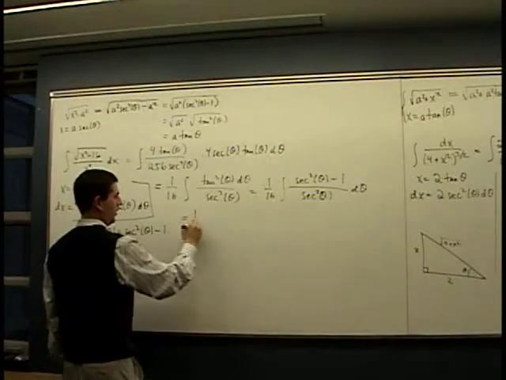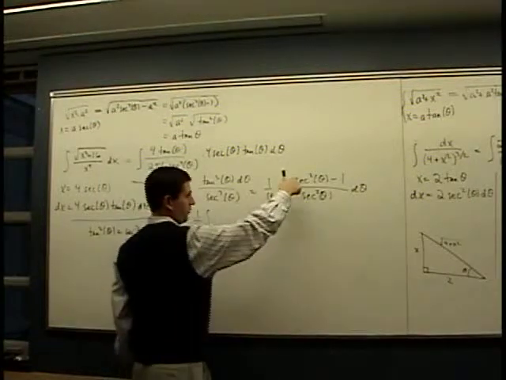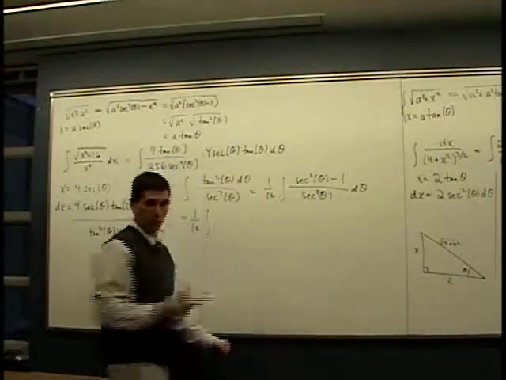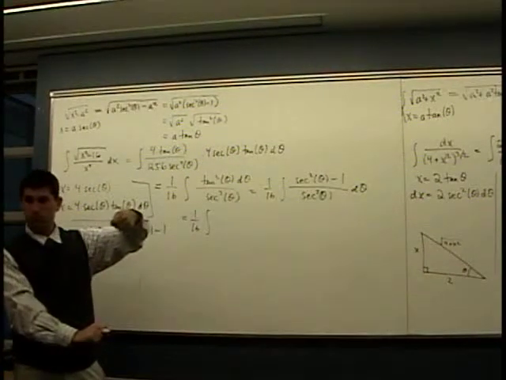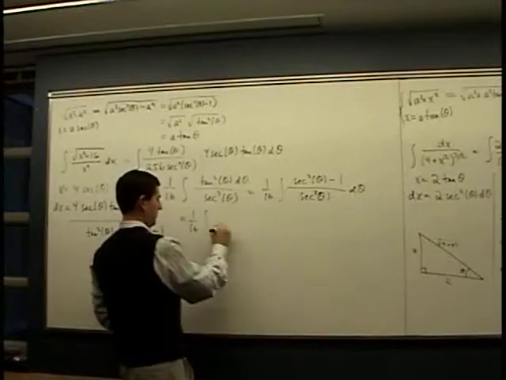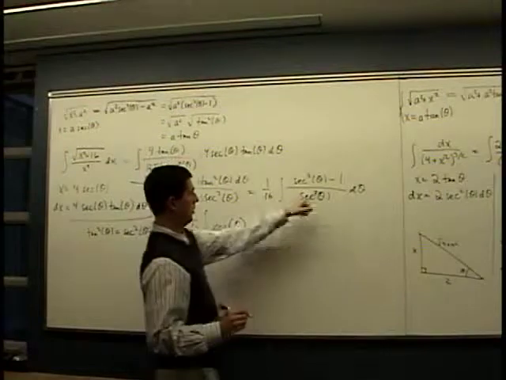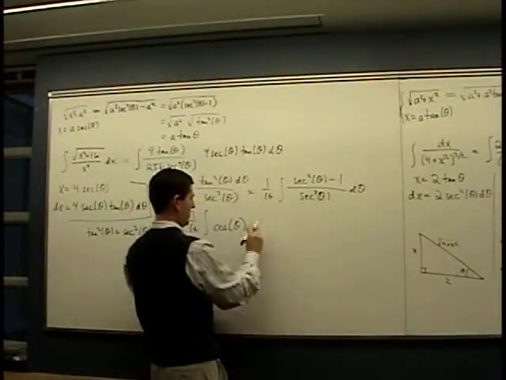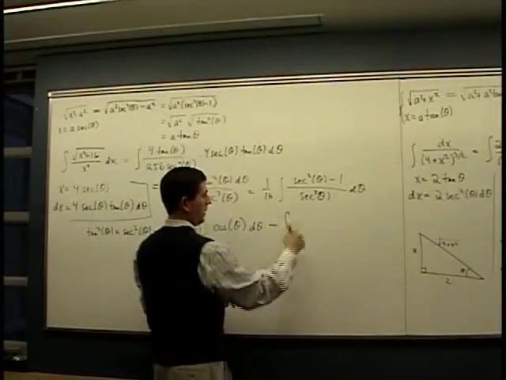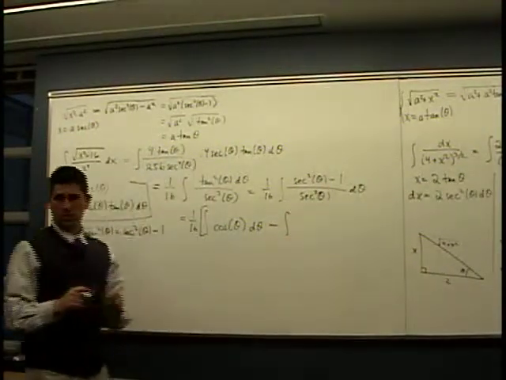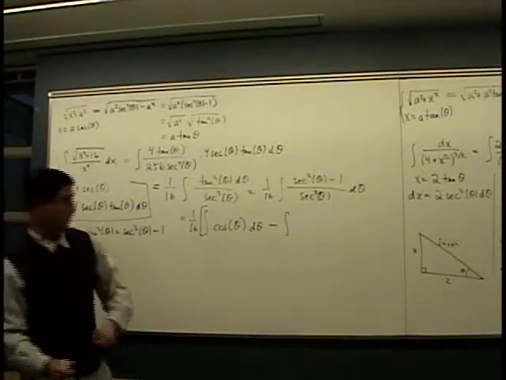Okay, so let's see. We should break this up, of course, into 2 different ones. So the first one, secant squared over secant cubed. So it's 1 over secant, which is cosine. Minus, well, let's see. Let's first add d theta. Minus 1 over secant cubed, which is cosine cubed.